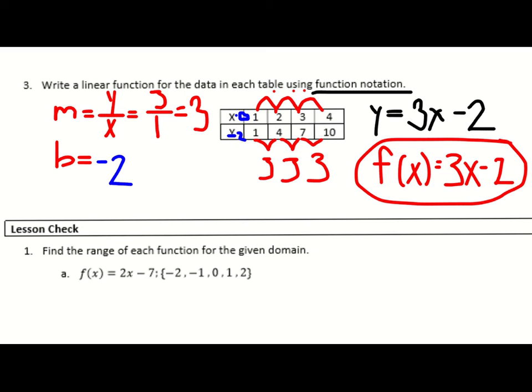So this concludes our lesson on being able to write the equation of a line given a table.